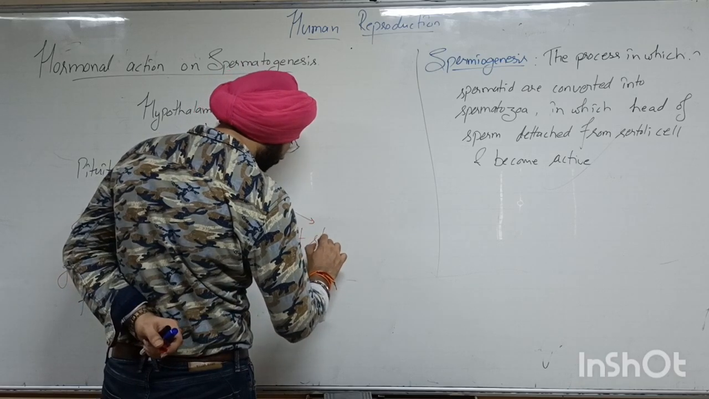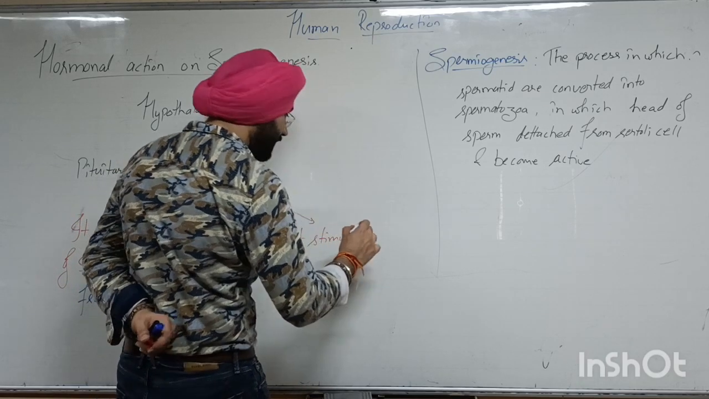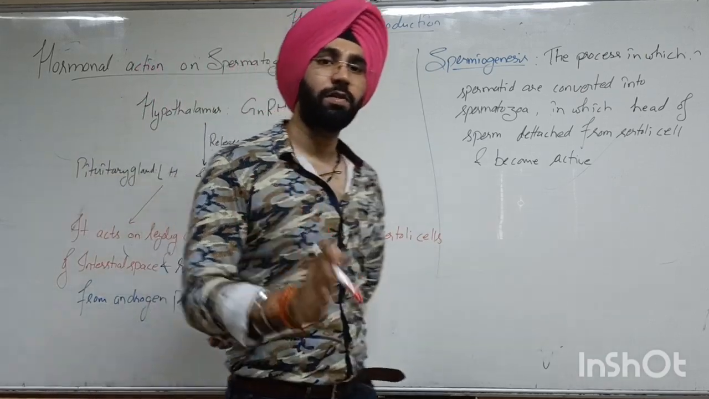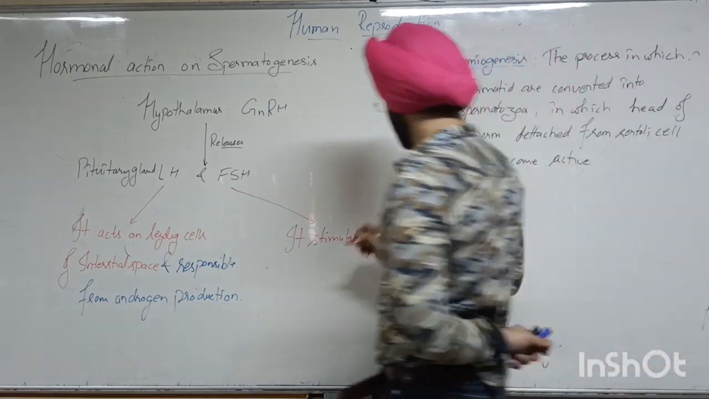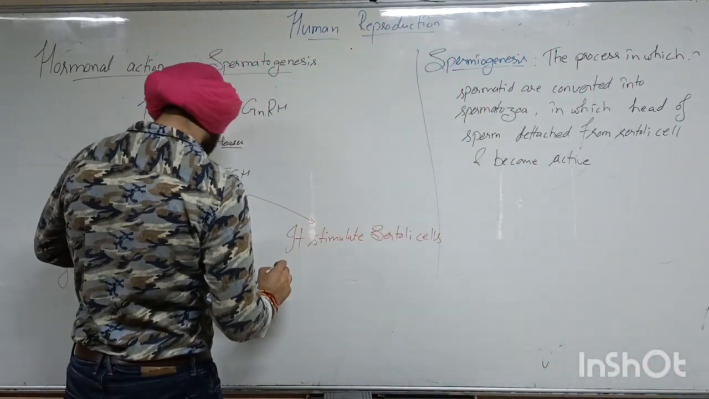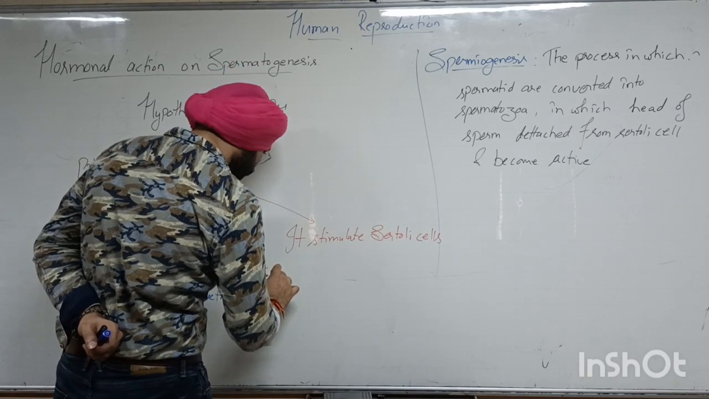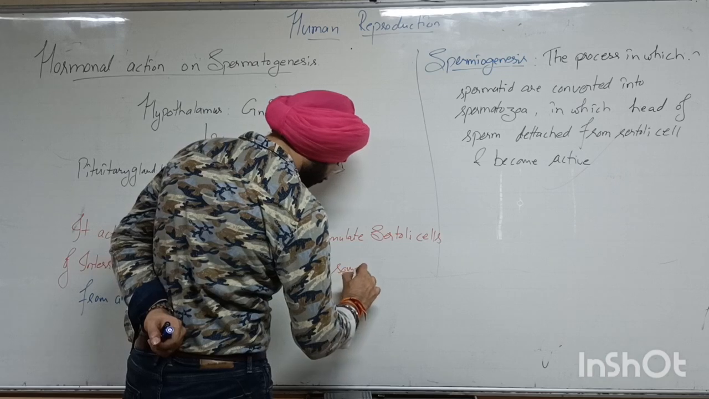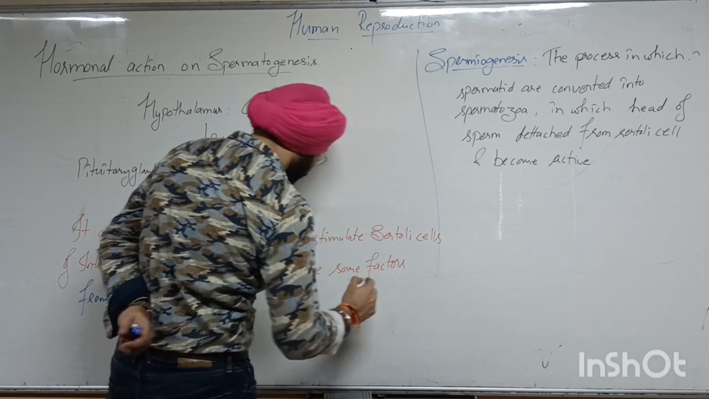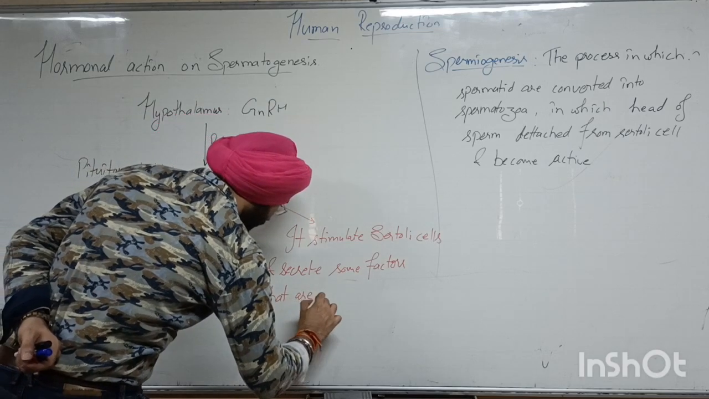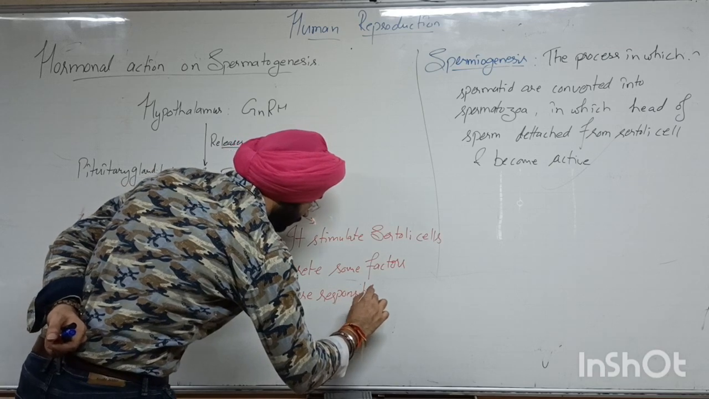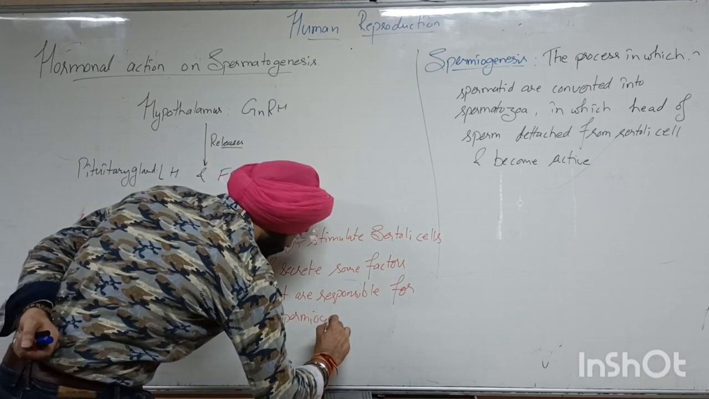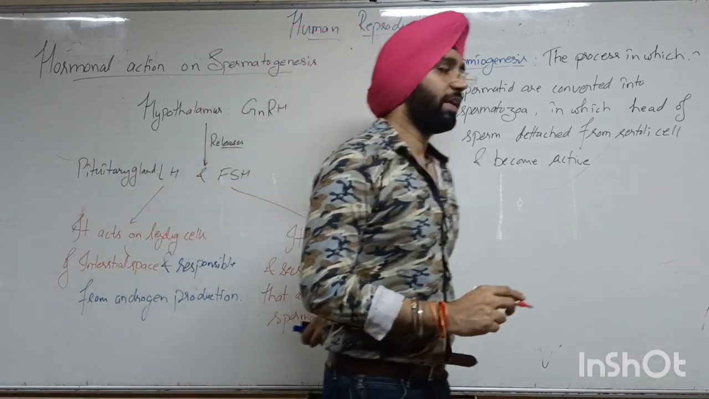And the FSH hormone stimulates Sertoli cells, which secrete some factors that are responsible for spermiogenesis. So this is the work of FSH and that's the work of LH.